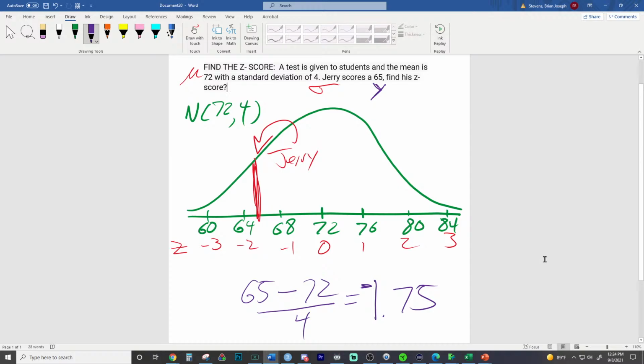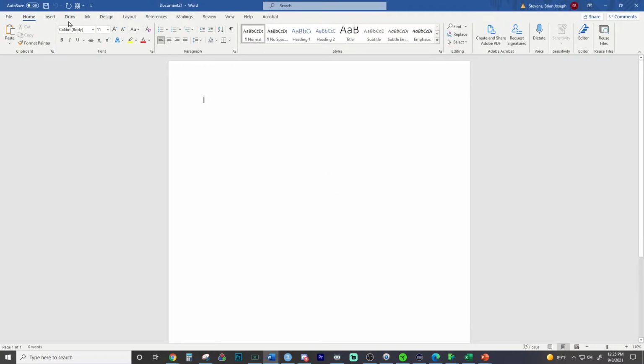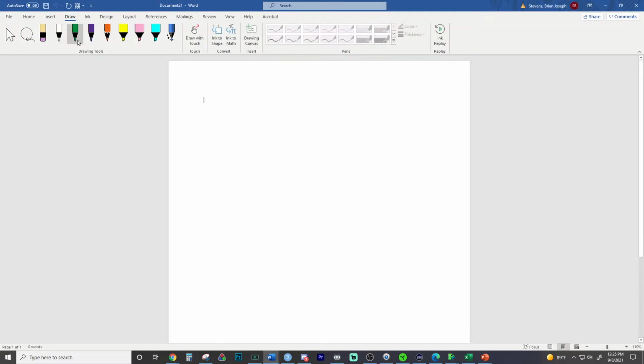Why is it negative? He's below the average. Exactly. He's below the mean. He's 1.75 standard deviations below the mean. Let's look at the heights of guys right here. We're just going to switch topics real briefly to the heights of guys. The heights of guys is normally distributed with a mean of 69 inches and a standard deviation of 3.